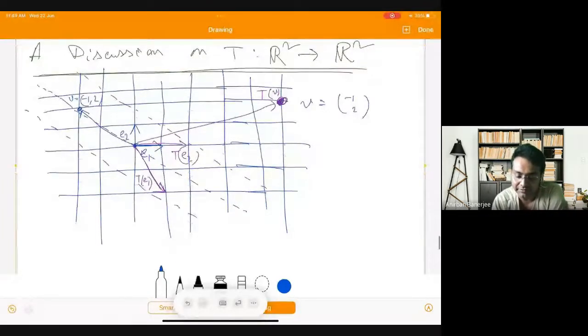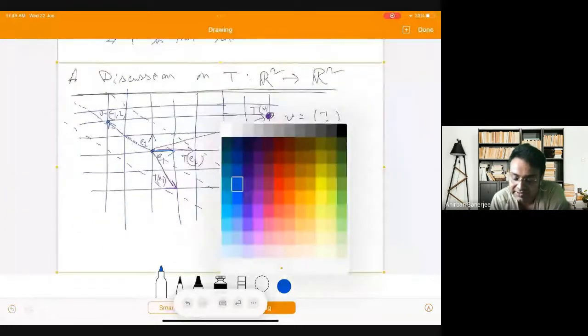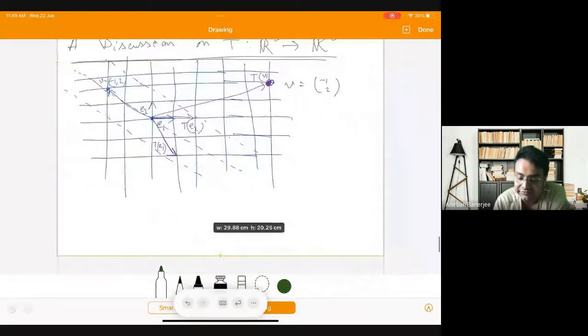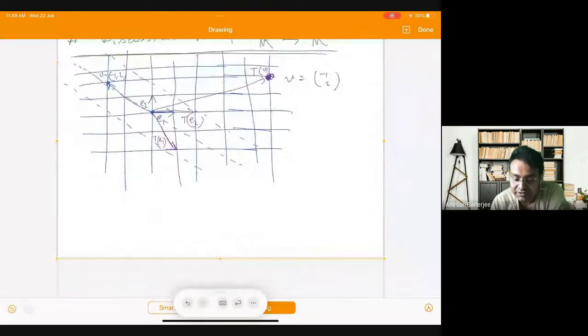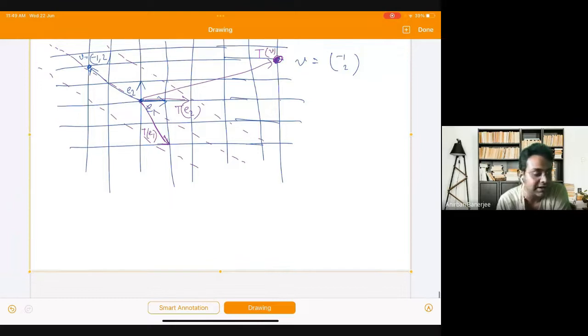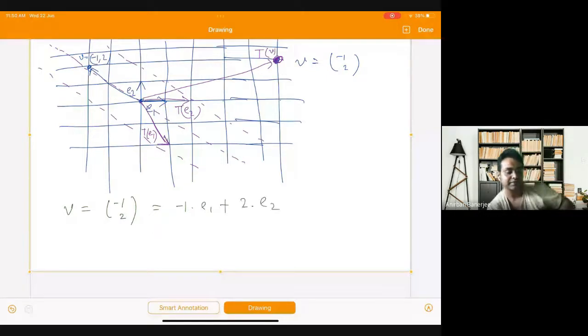So we have to figure out where this v goes. To know where v goes, we just need to know where E1 and E2 go. Now, as you know, in the previous space the coordinates of v were -1 and 2. What does it mean? That means -1, this constant, times E1 plus 2 times E2, right?